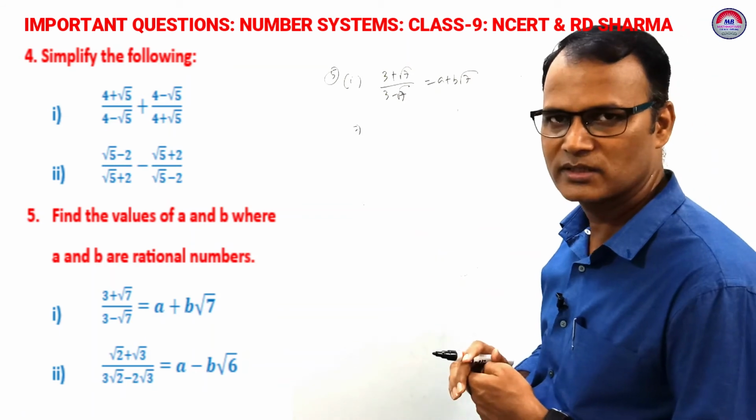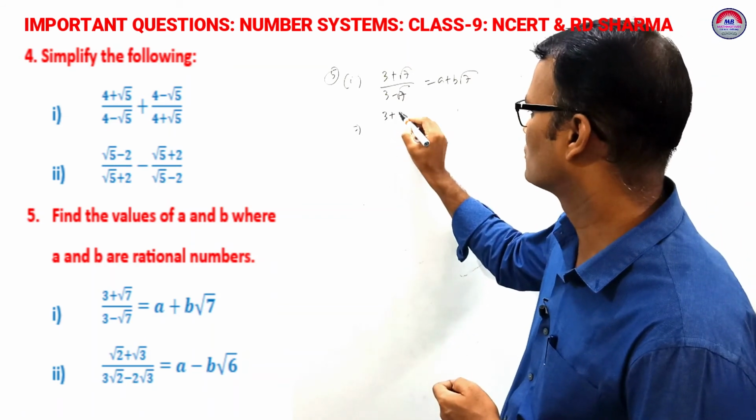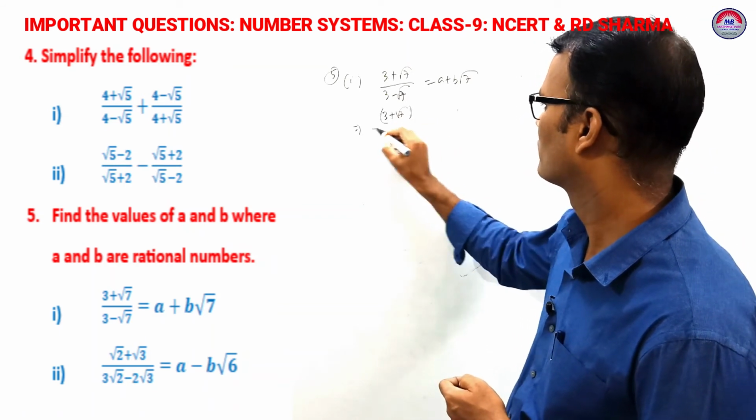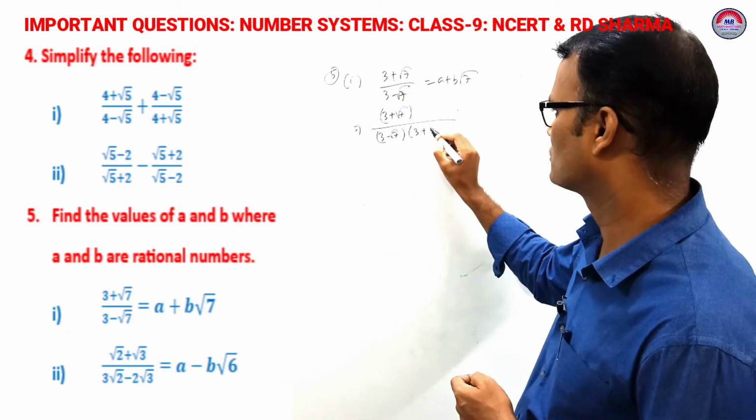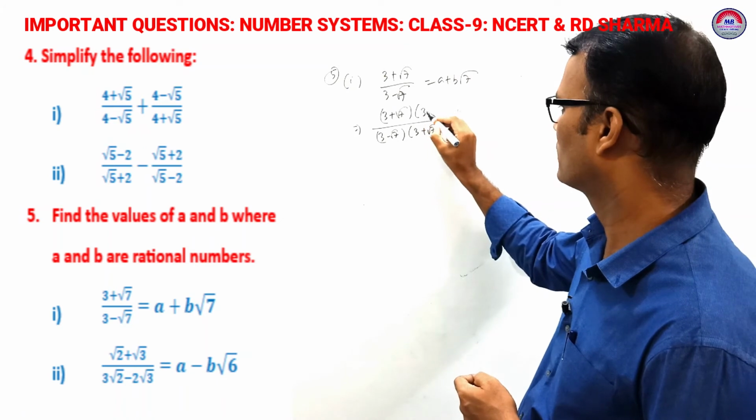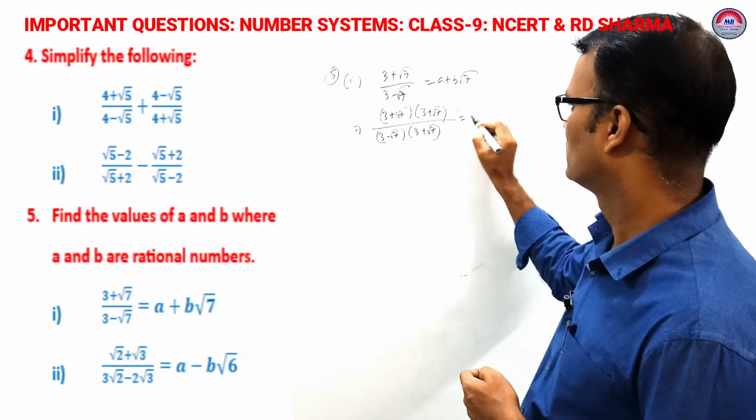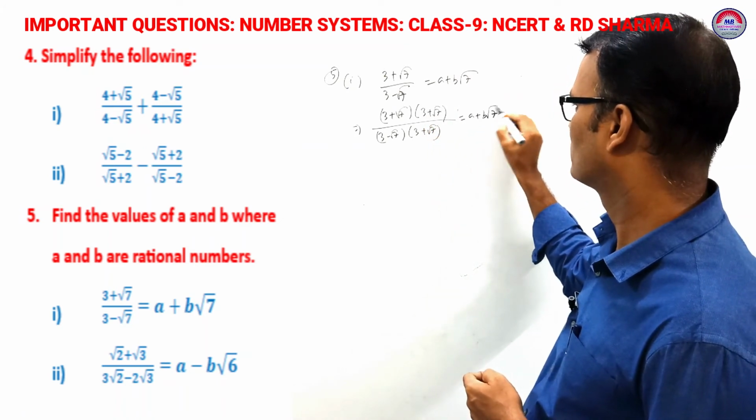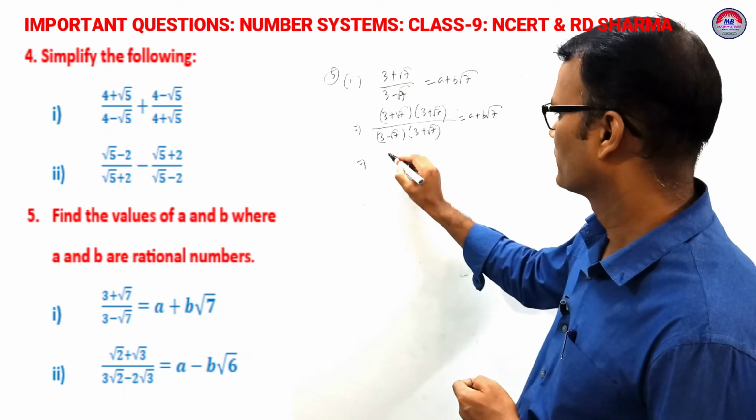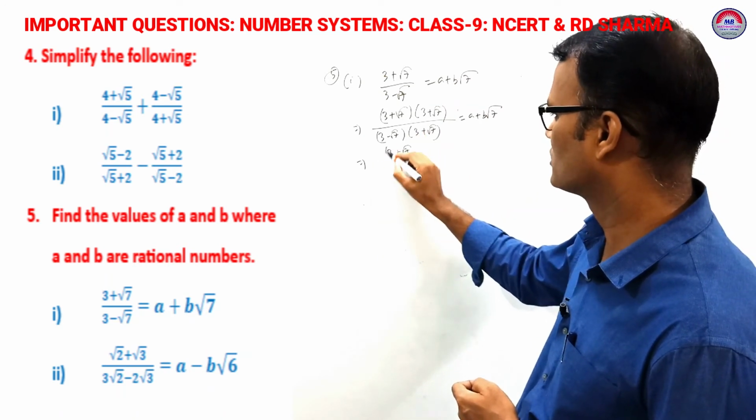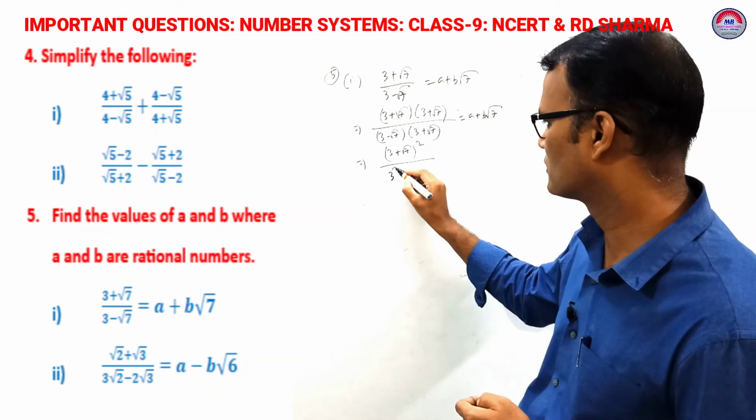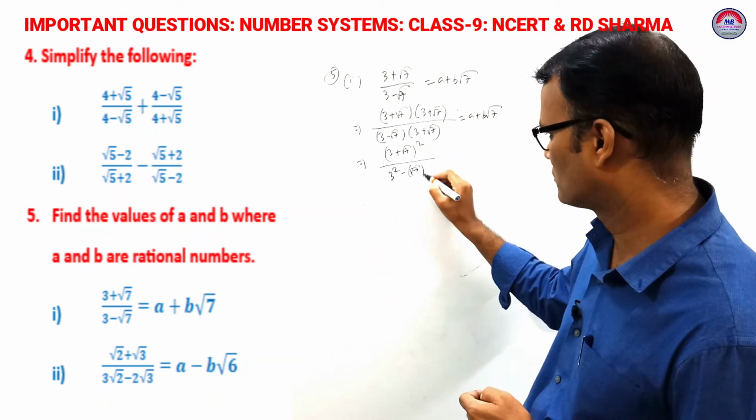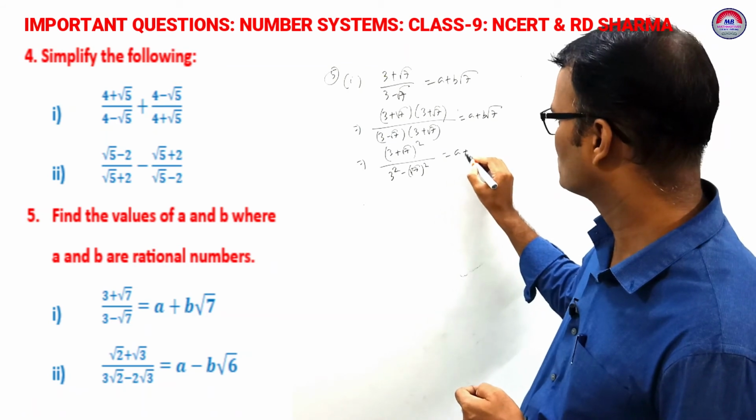Rationalize the denominator, same process. So 3 plus root 7, to multiply 3 minus root 7, multiply 3 plus root 7, and again in the numerator 3 plus root 7. That is equal to a plus b root 7. Clear? So now we see this is a plus b whole square over a plus b into a minus b, a square minus b square, equal to a plus b root 7.